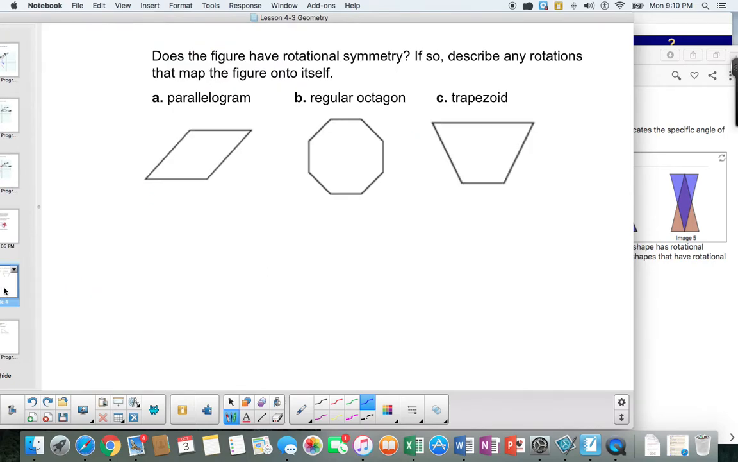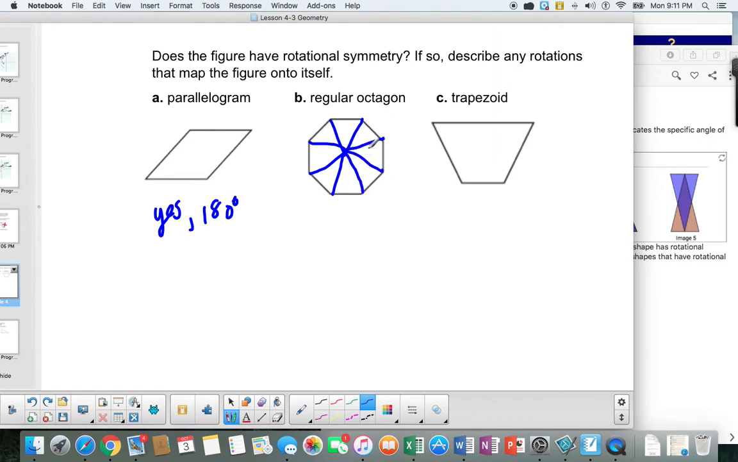Okay, so let's take a look at these figures. Does the figure have rotational symmetry? And for the first one, we just saw a demonstration with a parallelogram, and the answer is yes. And if so, describe any rotations, and that is 180 degrees. Now here on the octagon, this is what I like to do with an octagon. The center of rotation is in the center here. And then I'm going to divide it up like this, like a pizza.